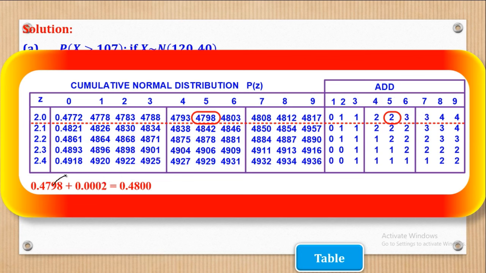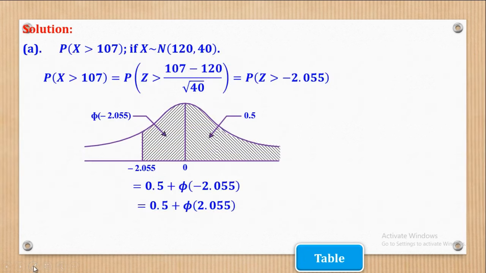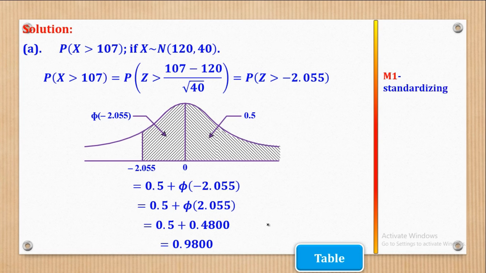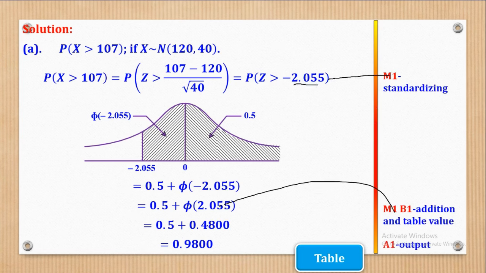After that, I'll use a calculator to add these two to come up with 0.4800. So that is the probability of phi of 2.055, and that's what I'll write here. Then when I use a calculator to add these two, I'll come up with 0.9800. So basically that's what they wanted. Let's see how much can be awarded. M1 for standardizing, which should be to 3 decimal places, M1 for this addition, B1 for reading the table value correctly, and A1 for the output after adding.